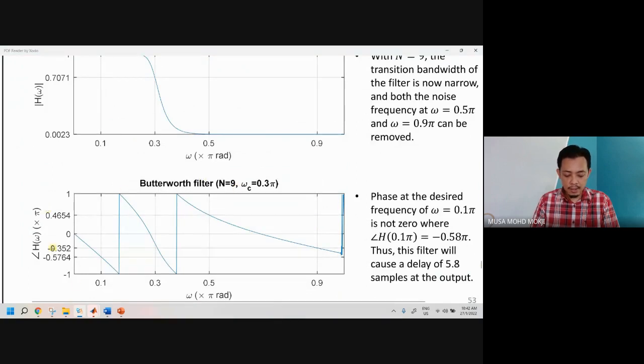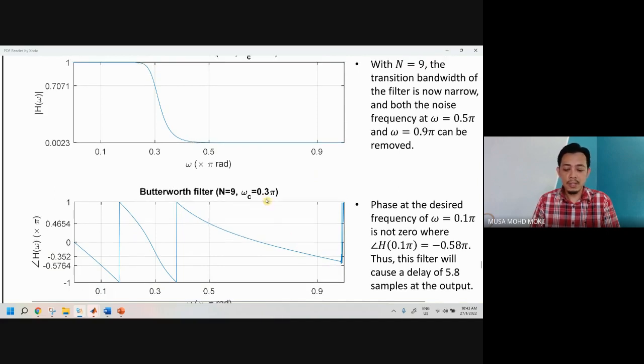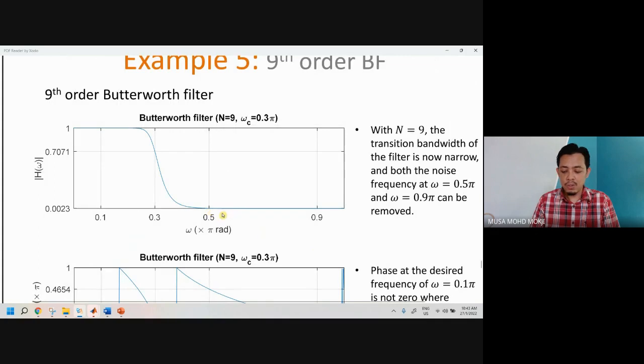So the phase at 0.1 pi, we have negative 0.57, or maybe negative 0.58 if you round that. And then the phase at 0.5 and 0.9 is actually not important anymore because your magnitude has been removed. The signals have been removed, so this is not important because we're not going to see the 0.5 pi signal and the 0.9 pi signal at the output. That's what we expect. So we won't see these two anymore because they are already multiplied by 0.